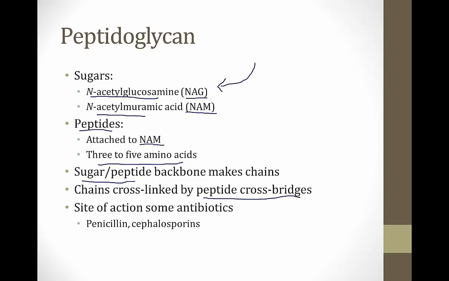There's no peptidoglycan in the human body, so if we develop drugs that target it, they will kill only the bacteria and not affect the human cells. So penicillins and cephalosporins act on the peptidoglycan in the bacterial cell walls.